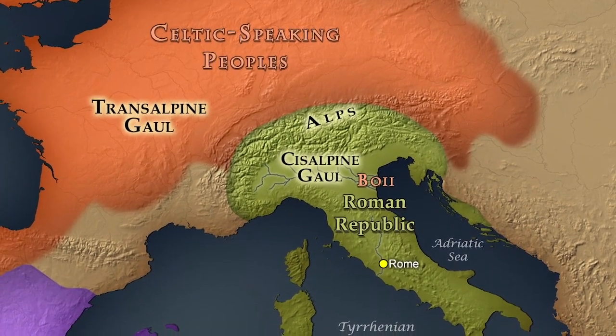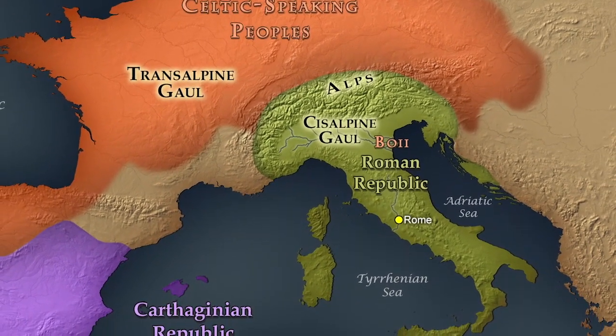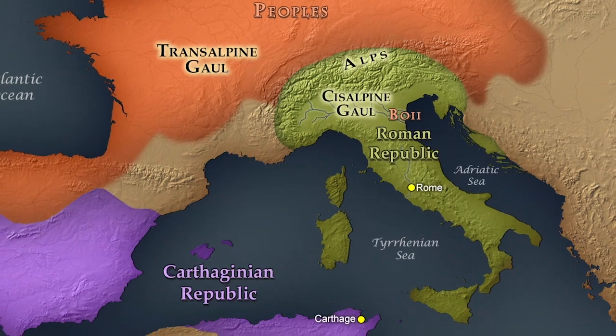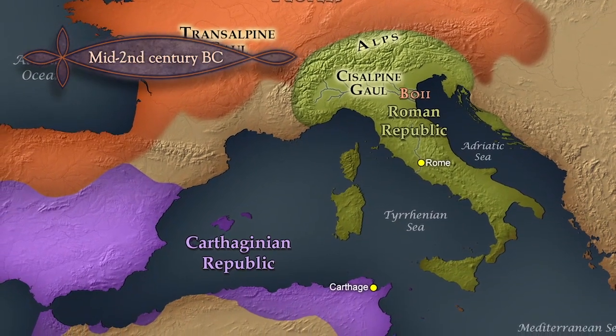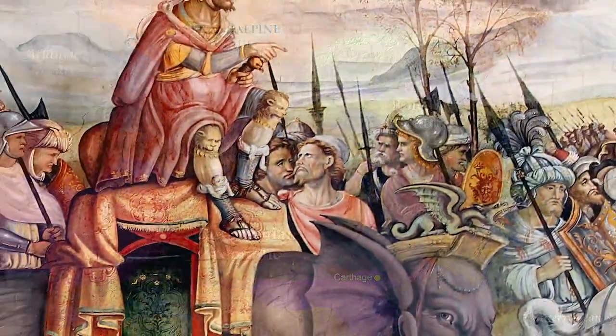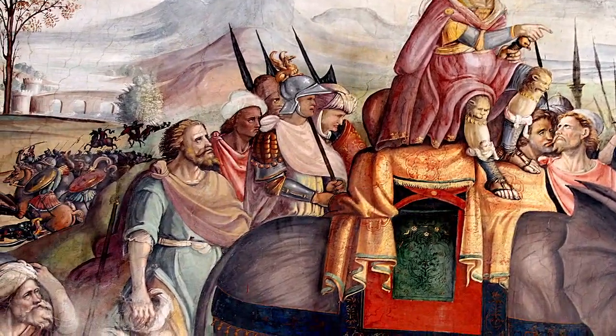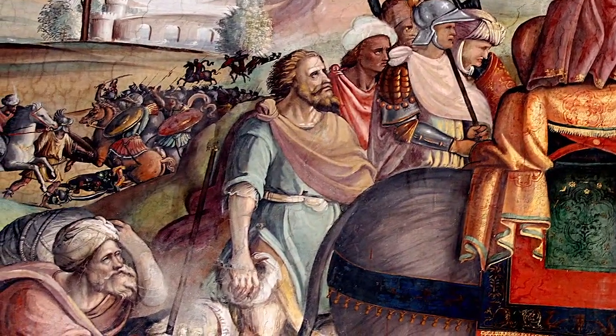But the Boii were not giving up just yet. The Romans had other enemies, and the Boii were open to allying with those enemies. In the spring of 218 BC, an envoy arrived in Cisalpine Gaul from Hannibal, the famous Carthaginian commander, seeking an alliance with the Boii against the Romans. Then Hannibal famously crossed the Alps with a huge army and a few elephants, and he did so with the help of local Gaulish guides.